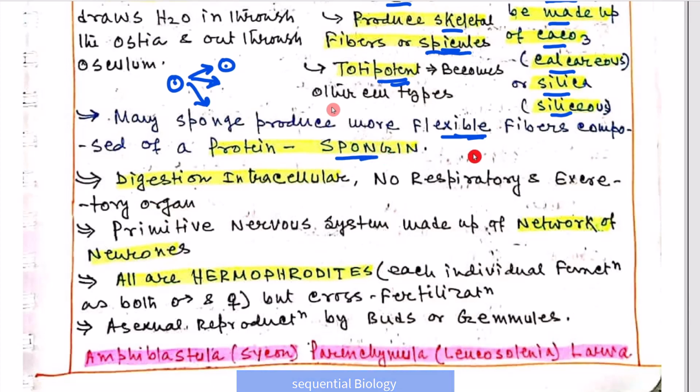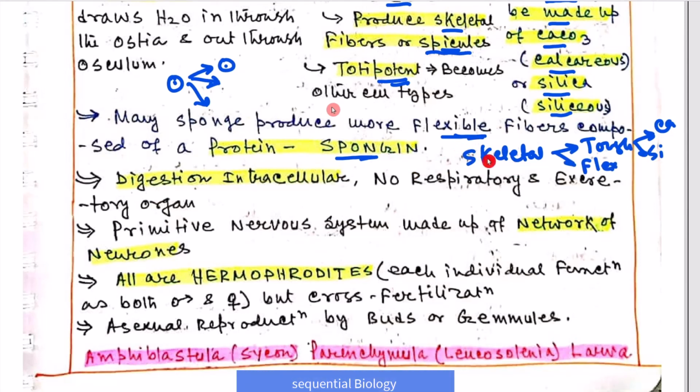Then their skeletal system is of two types. One is the tough skeletal system, made up of calcium carbonate or silica, and the other is the flexible fiber, usually made up of protein. This protein is an organic molecule, but calcium carbonate and silica are inorganic molecules. This is an important point.